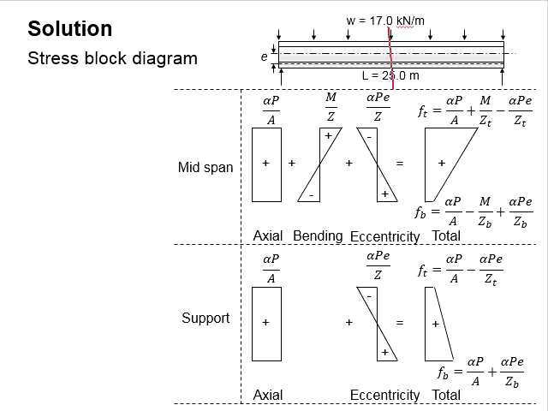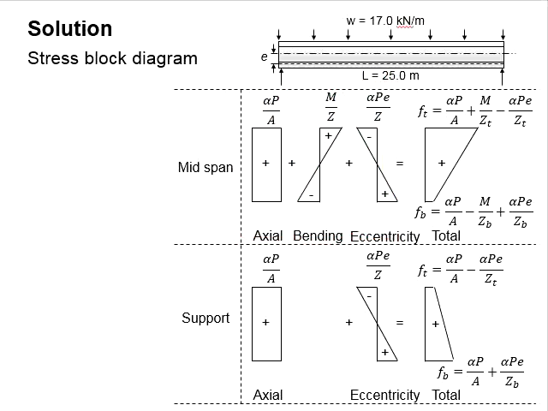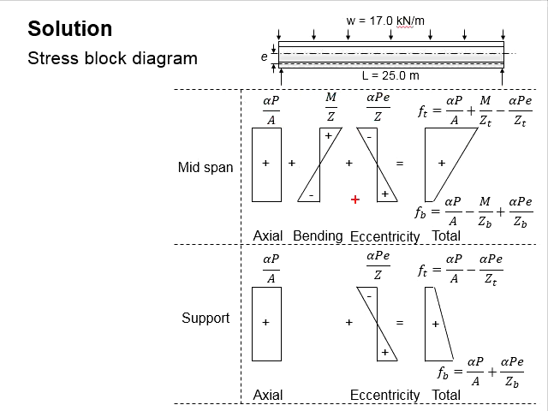At the midspan, there will be stresses due to the axial force, bending, and eccentricity. This leads to the top fiber stress being equal to the axial plus bending minus the eccentricity. As for the bottom fiber stress, it will be the axial minus bending plus eccentricity.